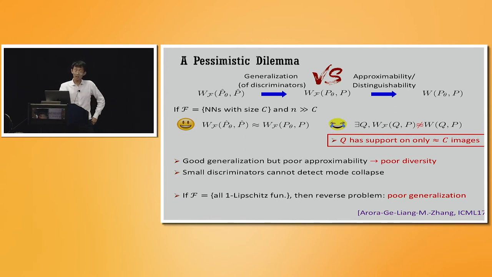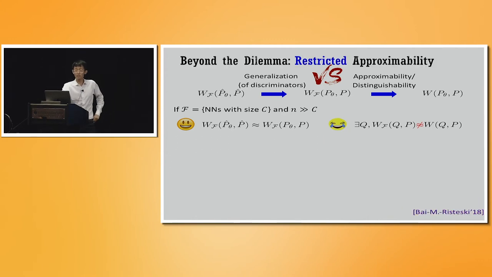On the other hand, you may wonder, what if I choose a very powerful discriminator? Of course, the first problem is that I have a computational issue. I don't really know how to optimize over all one-Lipschitz functions. But even without the optimization issue, there's a reverse problem, because the generalization between the empirical distance and the population distance is going to be a problem, even though the approximability is fine. So we have this pessimistic dilemma in this paper published last year. And recently, we have another result that attempts to go beyond the dilemma.